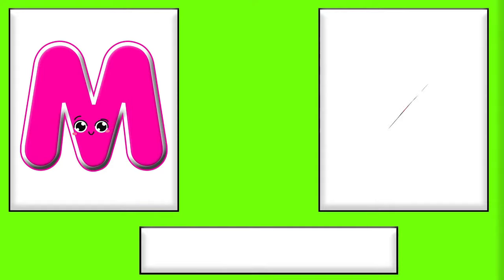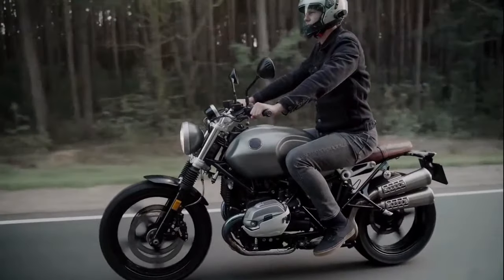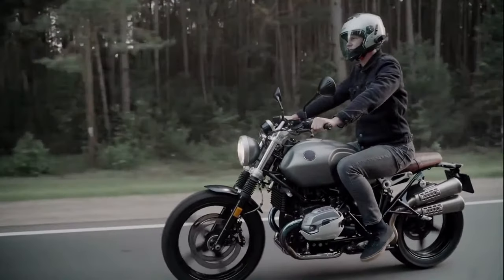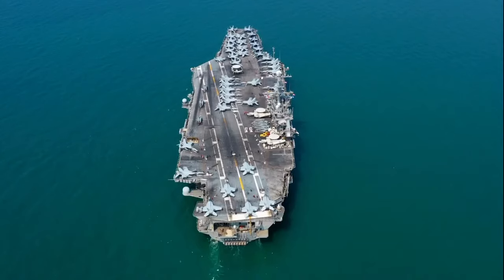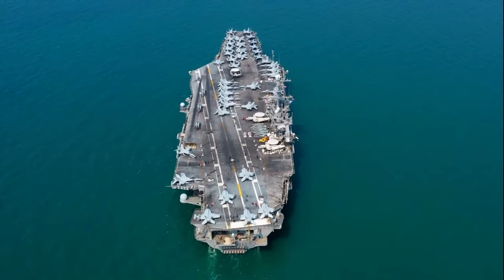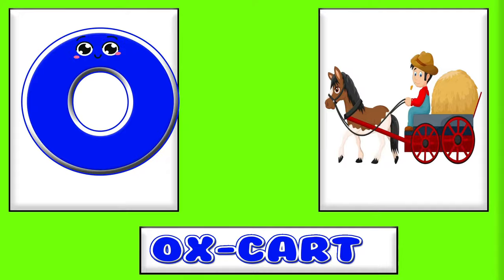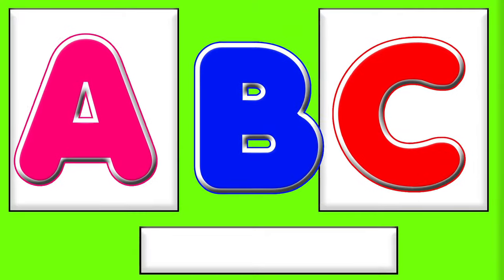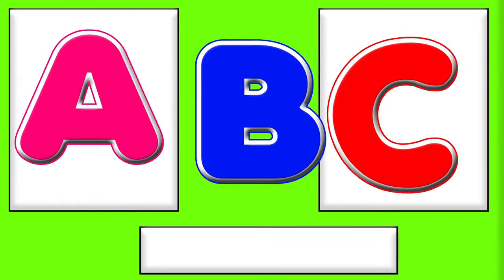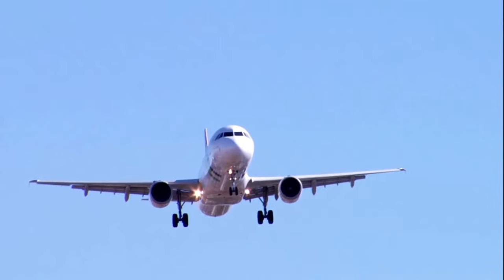M is for motorbike, m, m, motorbike. N is for navy ship, n, n, navy ship. O is for ox cart, o, o, ox cart. P is for plane, p, p, plane.